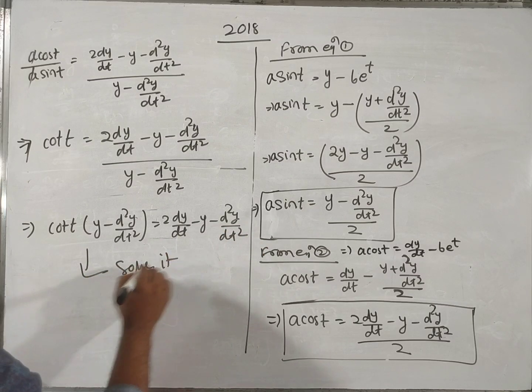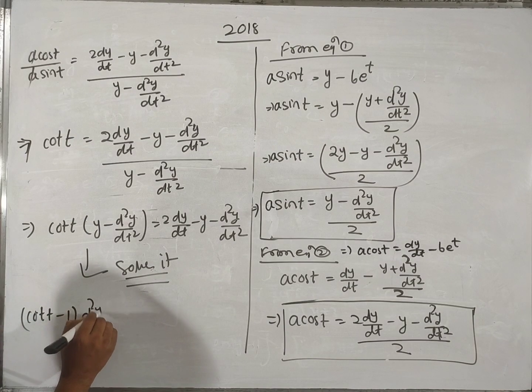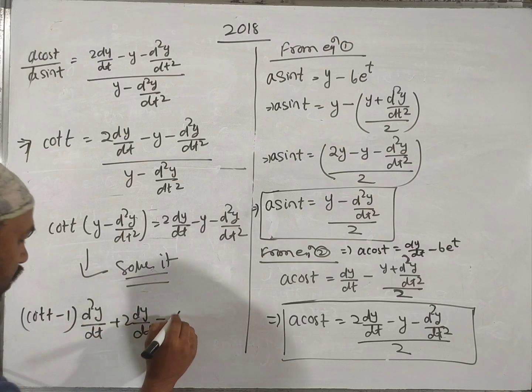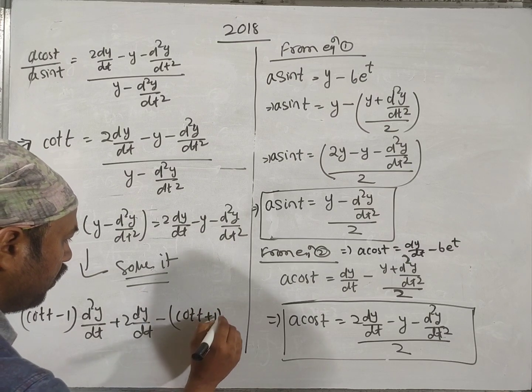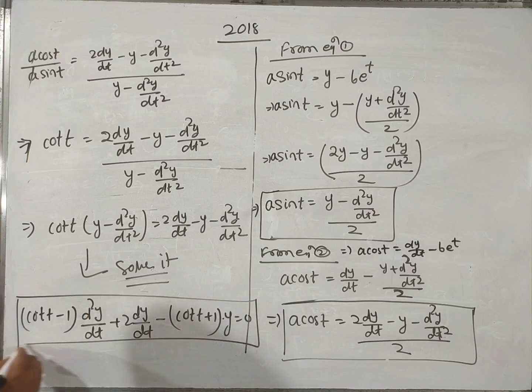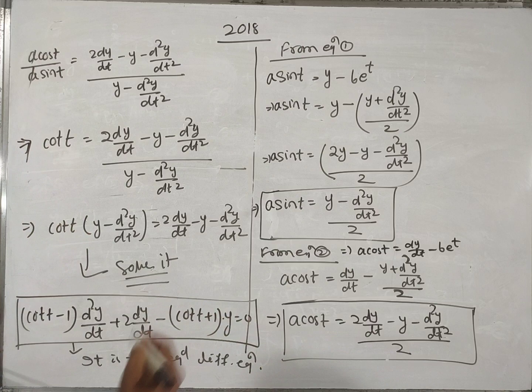Then solve it, and these are the types for you. Final answer will be cot t minus 1 d square y upon dt square plus 2 dy upon dt minus cot t plus 1 into y is equal to 0. So here it is the required differential equation. Then going to the next problem.